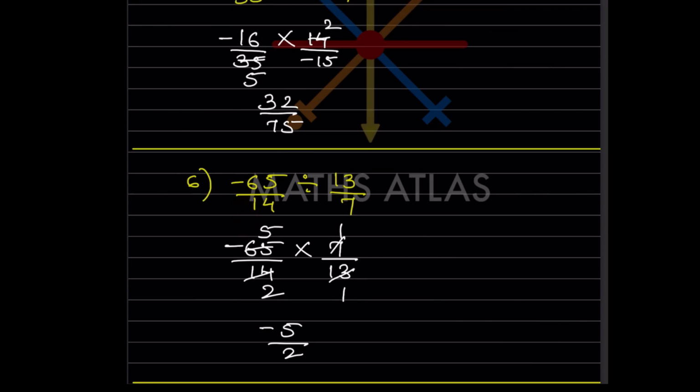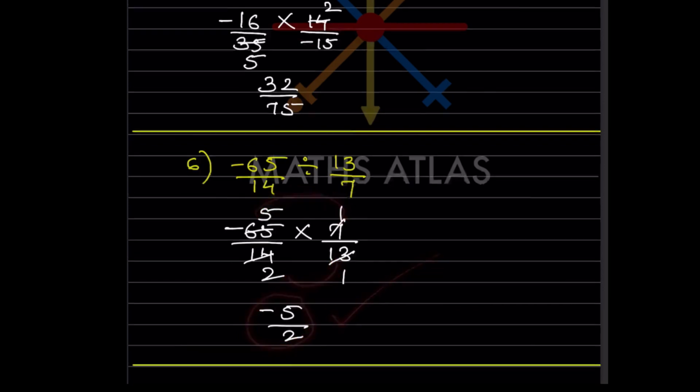Minus 65 by 14, and this will become multiplication, this will get flipped over, 7 by 13. So this is going to be 7 ones are, 7 twos are, 13 ones are, 5s are. So minus 5 by 2 is the answer.